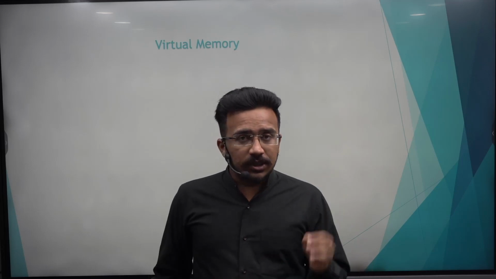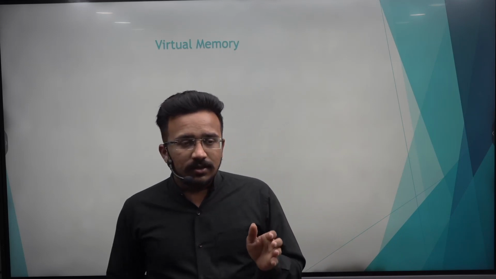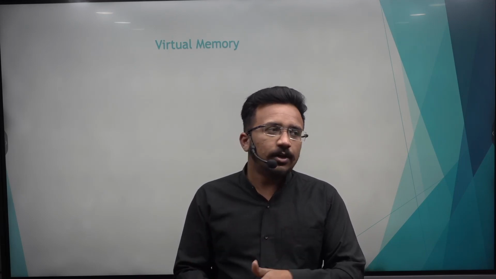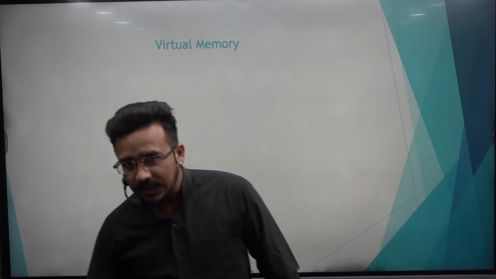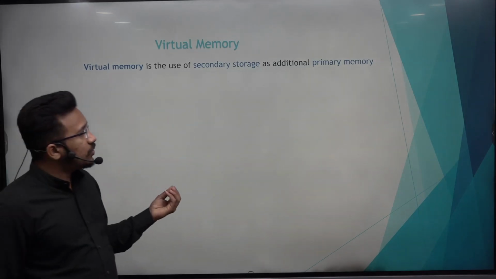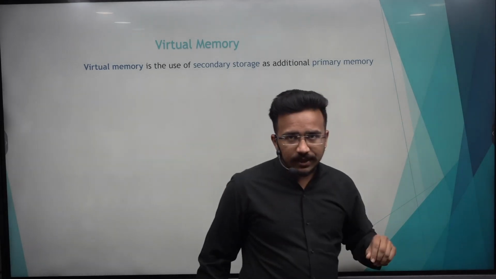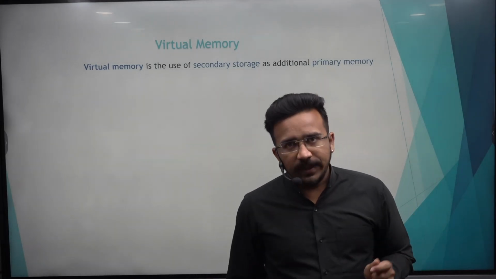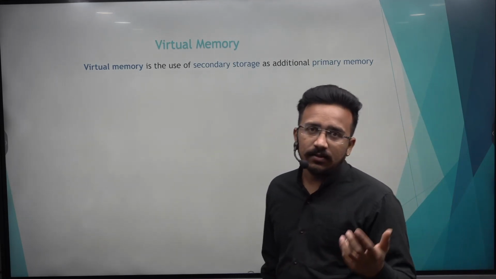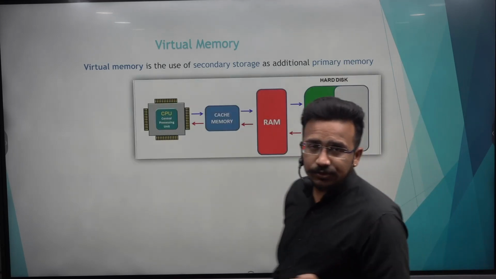Now your system is capable of creating virtual memory. What the system does is take some part of the secondary memory and make it virtual memory, so that it can transfer the unused data over to it. Virtual memory is the use of secondary storage as additional primary memory. When we lack memory, secondary storage can also be used as memory. Here you can see the structure.